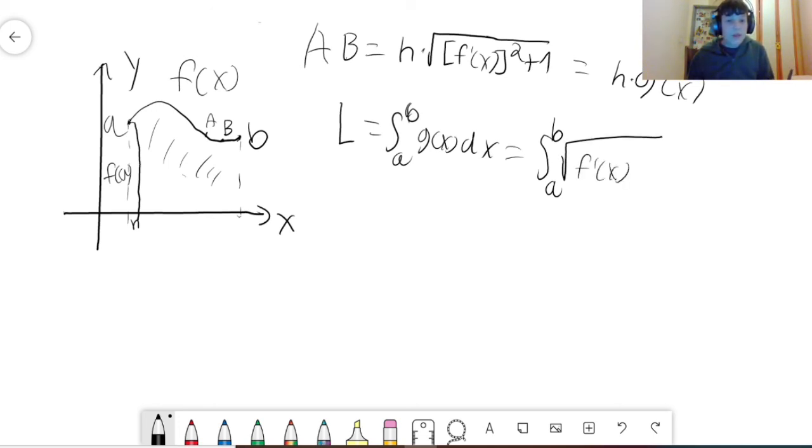Now just replace g of x to get the integral from a to b of the square root of the derivative of f squared plus 1 dx, which I think is very cool because it is so close to just being the function evaluated at b minus the function evaluated at a. Because if we didn't have this plus 1, this would be just the integral from a to b of the derivative dx, which would just be f evaluated at b minus f evaluated at a, which would be the distance if f was a constant function. And in fact, if f is a constant function, this does become 1 because the derivative would be 0.